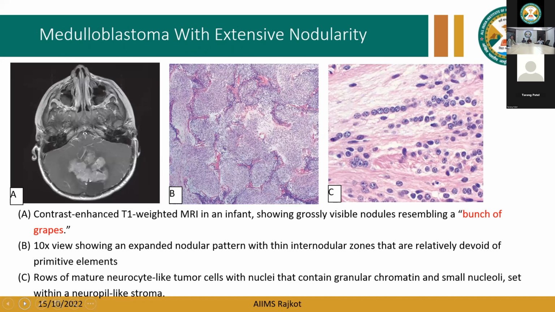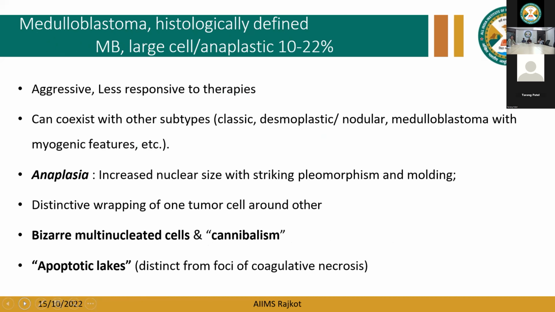On CT scan, you can see a bunch-of-grapes appearance. And on microscopy, the pale islands will be more over here. They will be predominating, while the internodular zones will be devoid of cells, devoid of primitive elements. You can see rows of mature neurocyte-like tumor cells, and there will be a neuropil-like stroma.